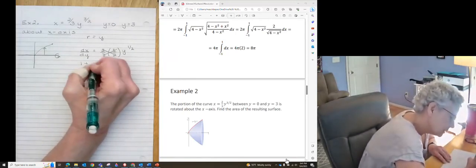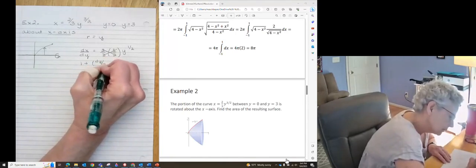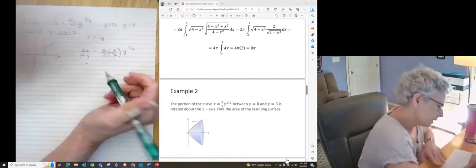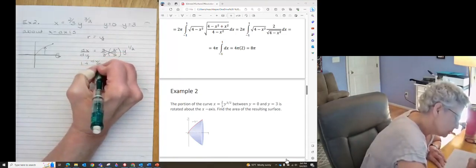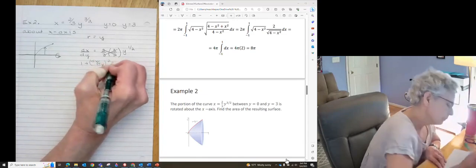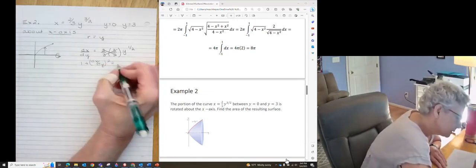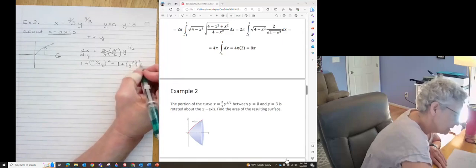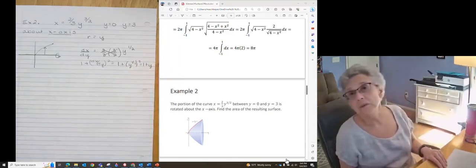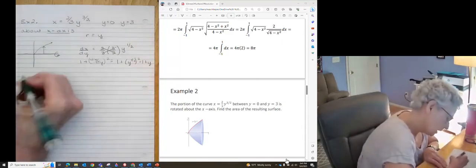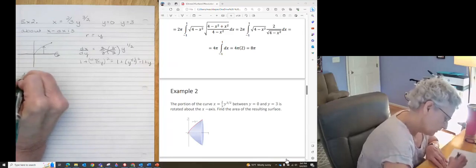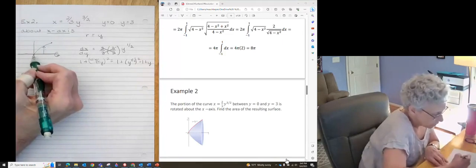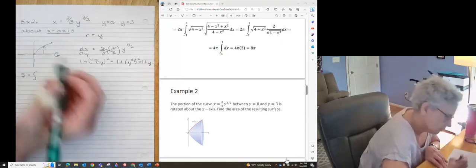So 1 plus dx dy squared. Write that upside down. dx dy squared is 1 plus y to the 1/2 squared, which is 1 plus y. Easy enough. So now my surface area, I'm going from y equals 0 to y equals 3.